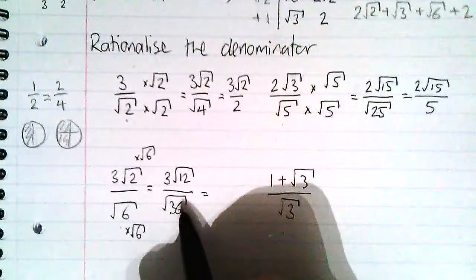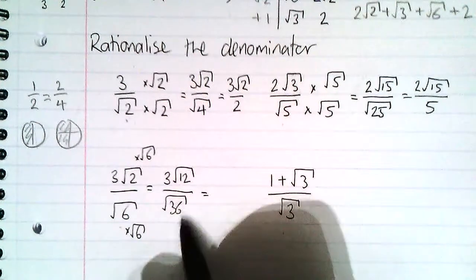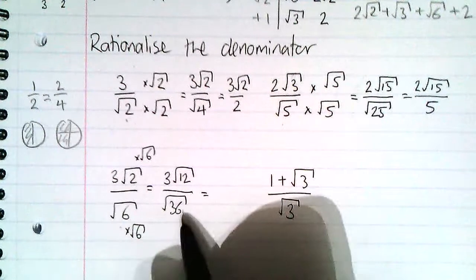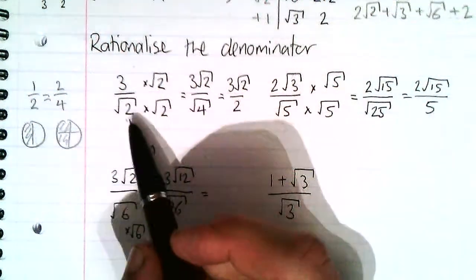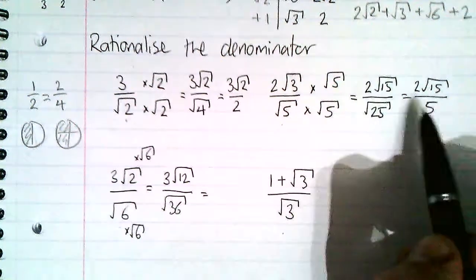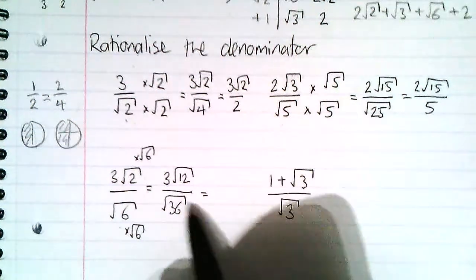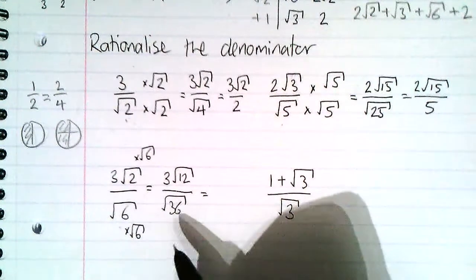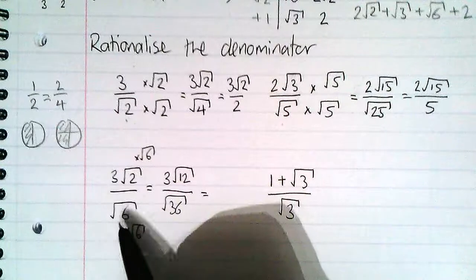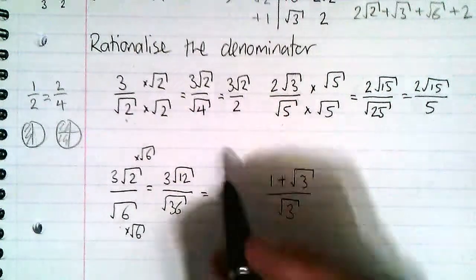Now, I know what some of you will be thinking, do I have to write square root of 36 every time? Can I just know that square root of 6 times square root of 6 is 6? In the same way that you would know that square root of 2 times square root of 2 is 2, square root of 5 times square root of 5 is 5. Absolutely, you don't have to write this in here. I'm only writing it in for completeness to help people understand what's going on and not just think, well, where's that square root gone? Square root of 6 times square root of 6 is the square root of 36, which is 6.